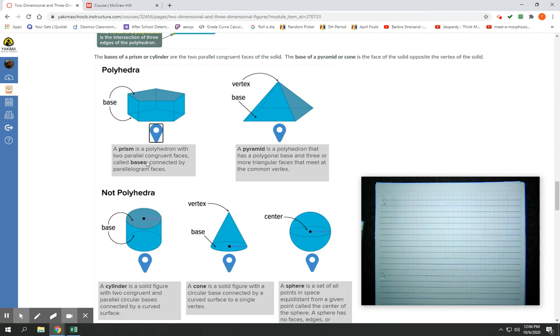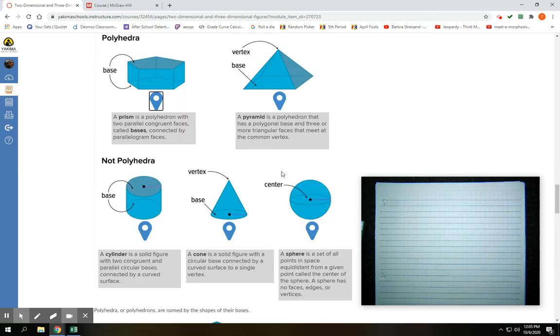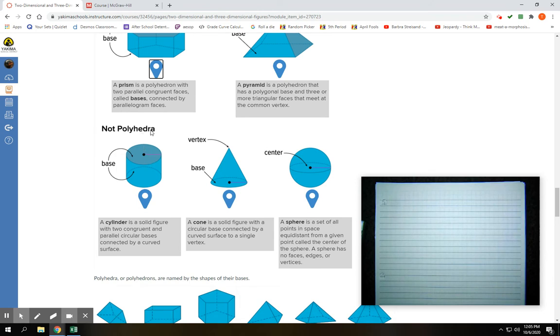A prism is a polyhedron with two parallel congruent faces called bases, connected by parallelogram faces. It's a lot of rhyming in there. A pyramid is a polyhedron that has a polygonal base and three or more triangular faces that meet at a common vertex. Now, things that are not polyhedra.